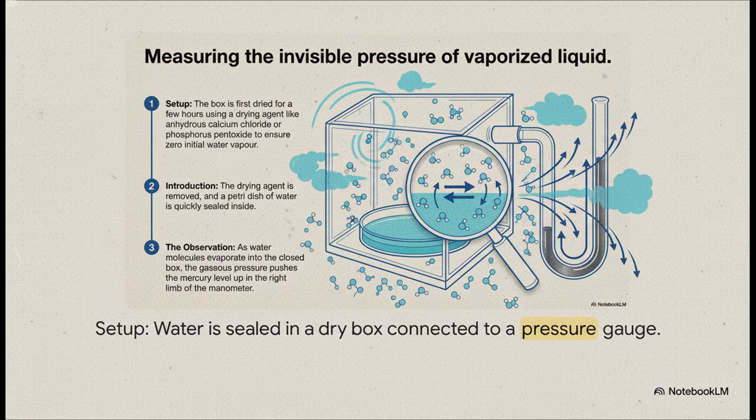Okay, so here's the setup. We start with a sealed box, totally dry inside. Then, we put an open dish of water in there. Right away, water molecules start doing what they do. They escape from the liquid and turn into a gas, what we call vapor. Now, this vapor starts to create pressure, and we can actually measure that pressure using this neat U-shaped tube of mercury. It's called a manometer.